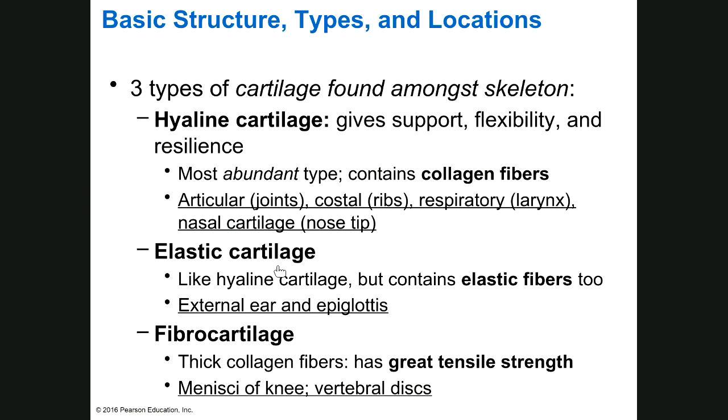Elastic cartilage is similar in appearance to hyaline cartilage, but it's going to have something extra in it: elastic fibers. And where do we find it? The external ear and the epiglottis. Fibrocartilage, I just kind of talked about. We find these in the intervertebral disc. You find these in the menisci of the knee, which you'll have to know for lab. And fibrocartilage, remember, is really strong. It's the strongest kind of cartilage, and it's just loaded up with collagen.